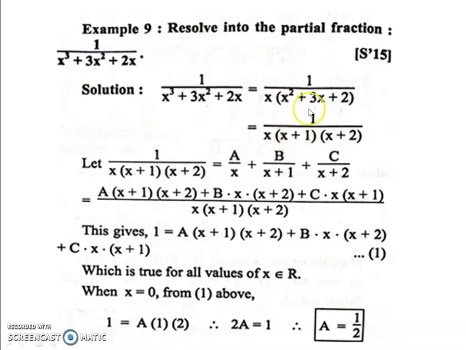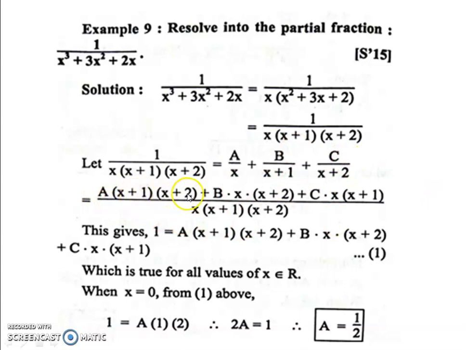So the final factors are 1 upon x, (x plus 1) into (x plus 2). Be careful, we have to satisfy that this polynomial has been converted into quadratic form, and the quadratic equation must have real factors. That's why x into (x plus 1) into (x plus 2) are the factors. So capital A upon x plus capital B upon x plus 1 plus capital C upon x plus 2. So it is your LCM, multiply both sides.